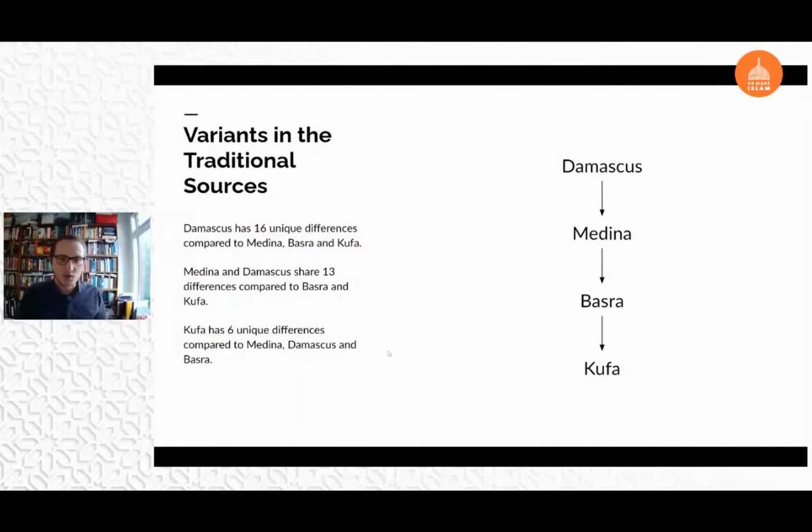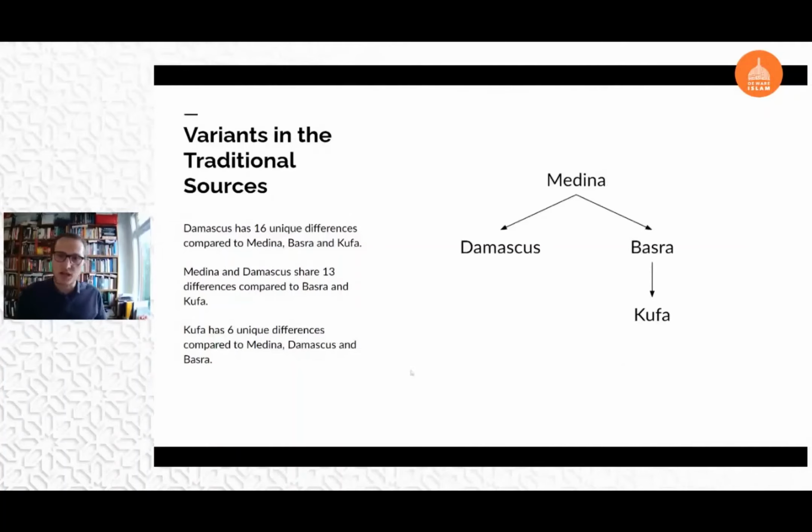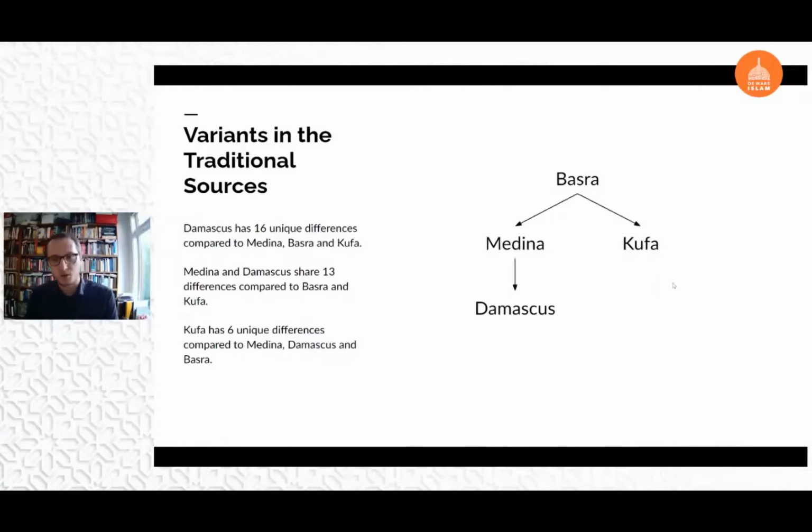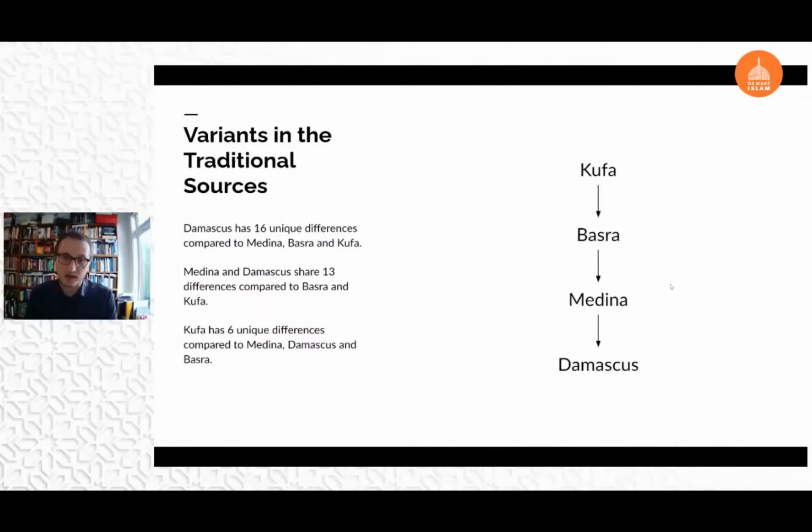That's not the only solution to these variants. You could also say it's this, that when the Medina one was copied first, and then when Damascus was copied from the Medina one, 16 differences were introduced, while when Basra was copied from the Medina one, 13 differences were introduced. So it splits at the Medina one, and then Kufa copies from Basra. You can also do it like this, or also do it like that. But those are the only 4 options. That's the only way that it could have happened.